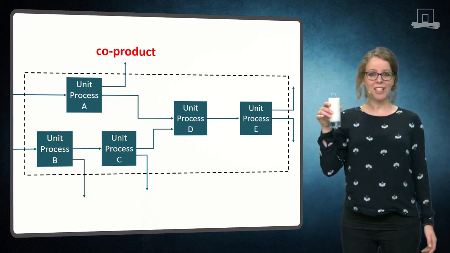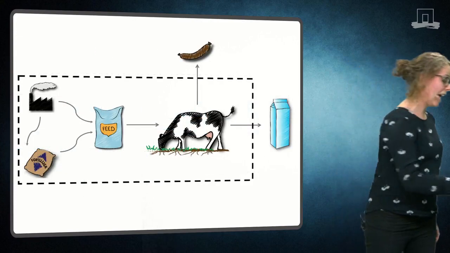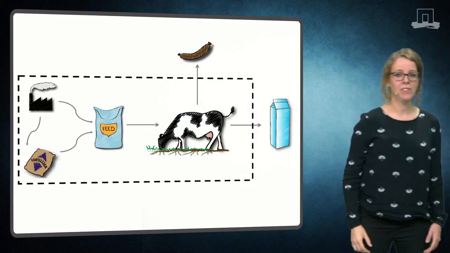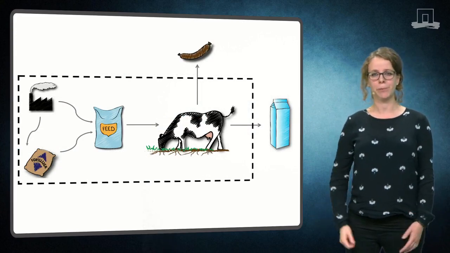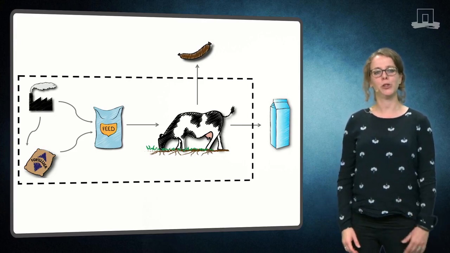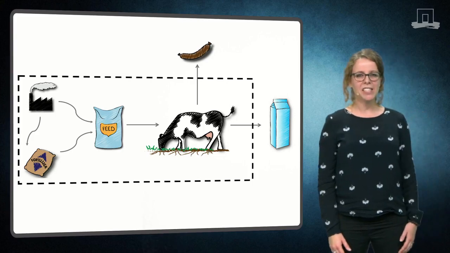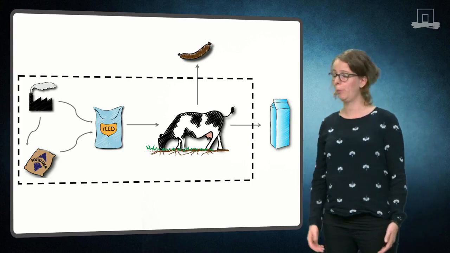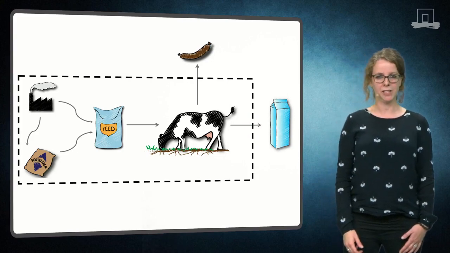So let's take this glass of milk as an example. This milk is produced by a cow. But in addition to milk, a cow also produces meat, calves, and manure. For now, let's focus on the products milk and meat produced by the dairy cow and her surplus calves. The question is, how should we divide, for example, the input of feed between the products milk and meat?